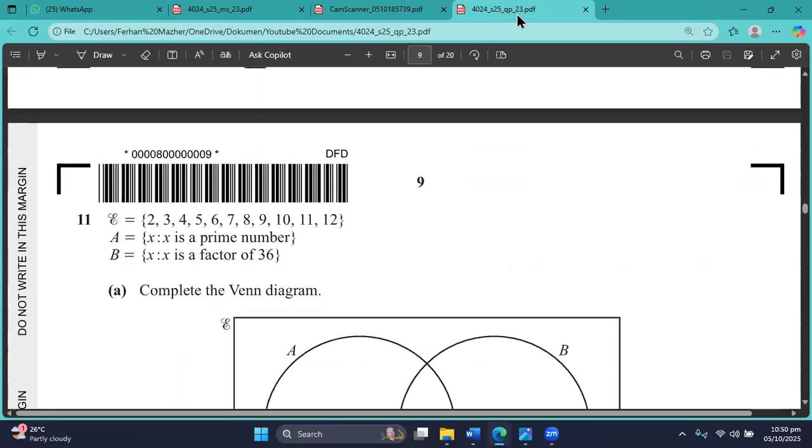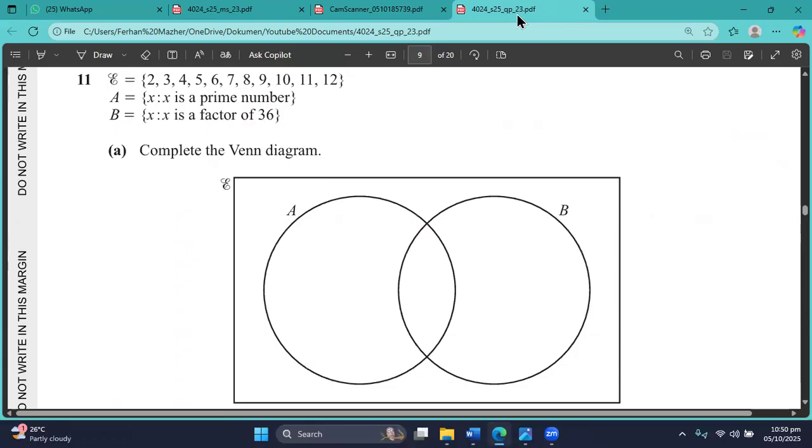It's a new question. Okay, question number 11 coming up on your screen. Here we have the universal set given: 2, 3, 4, 5, 6, 7, 8, 9, 10, 11, 12. The set A is x such that x is a prime number. So the list of A will be 2, 3, 5, 7, 11. The set B is x such that x is a factor of 36. The factors of 36 out of that universal set are 2, 3, 4, 6, 9, and 12.